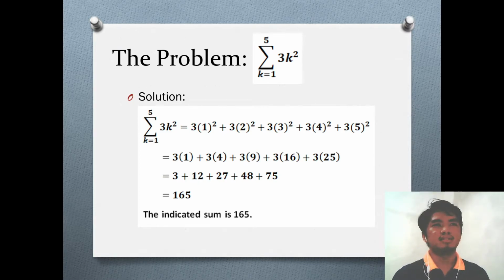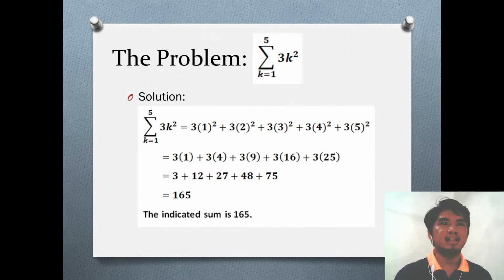k value. So 1 to the power of 2 is 1. 2 to the power of 2 is 4. 3 to the power of 2 is 9. 4 to the power of 2 is 16. And 5 to the power of 2 is 25.